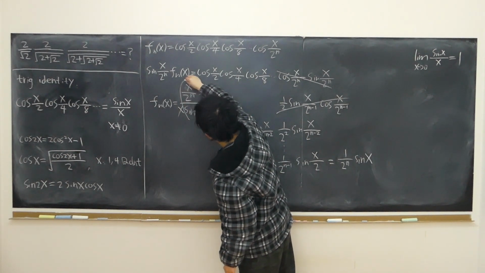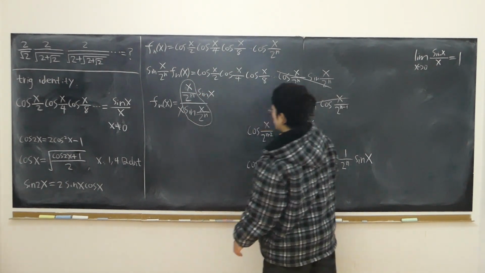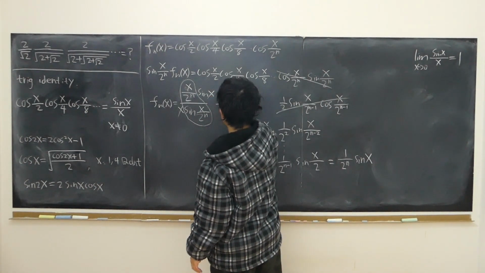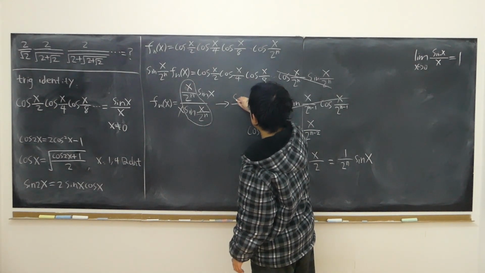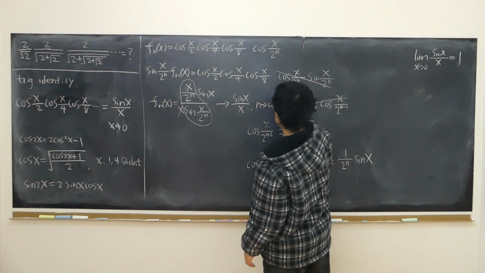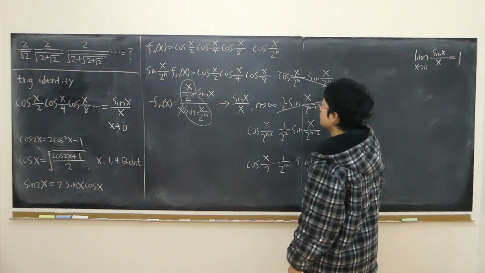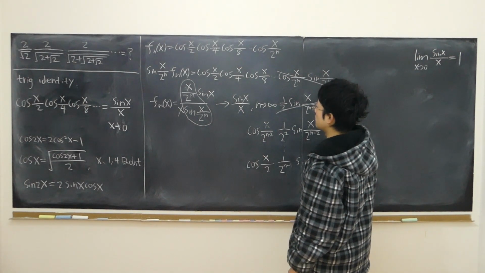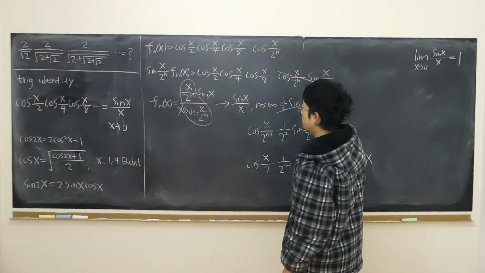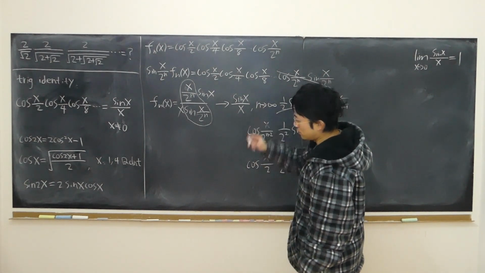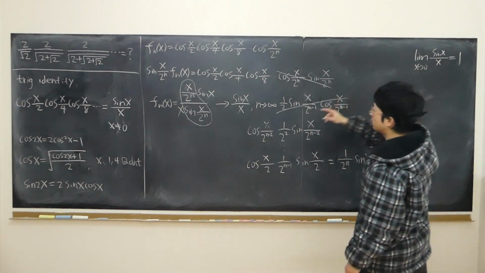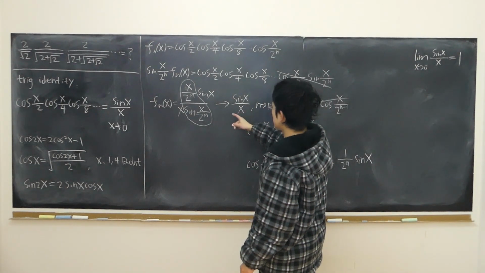So this over that approaches 1, and I'm still left with sine x over x. So this should approach sine x over x as n approaches infinity, because x over 2 to the power of n approaches 0 as n approaches infinity, obviously. So here x approaches 0, no problem. This is legitimate when x is not equal to 0.